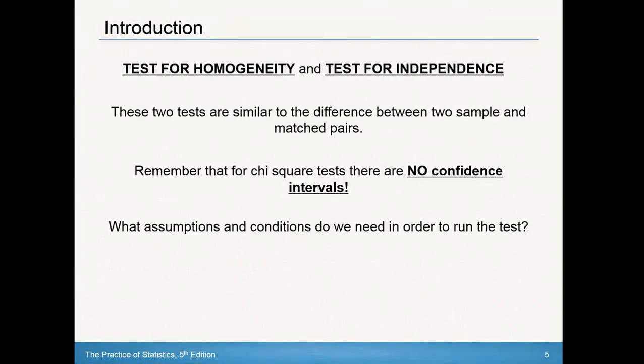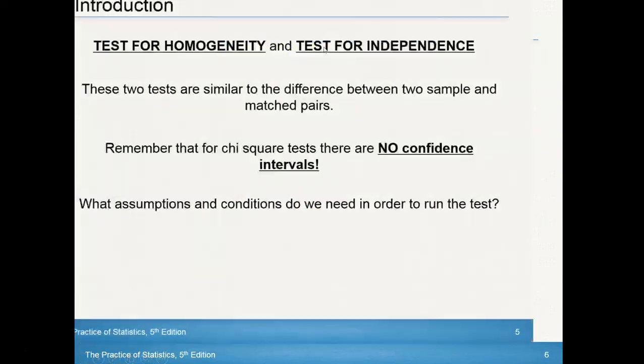Okay, so let's take a look at more of what a test for homogeneity and a test for independence look like. These two tests are similar to the difference between two sample and matched pairs. However, remember with a chi-square test, there are no confidence intervals. So what assumptions and conditions are we going to need to run this test for homogeneity and test for independence?